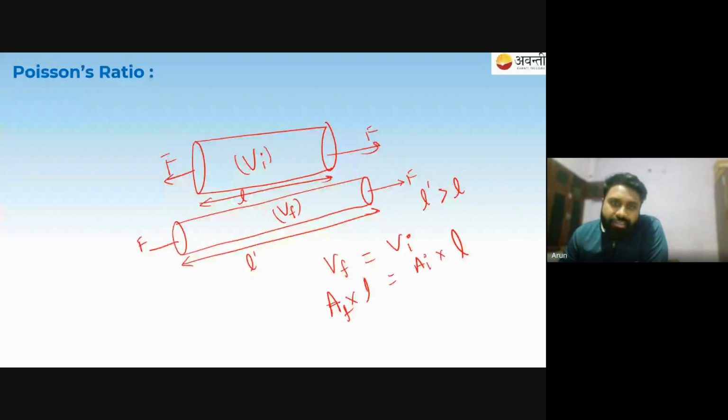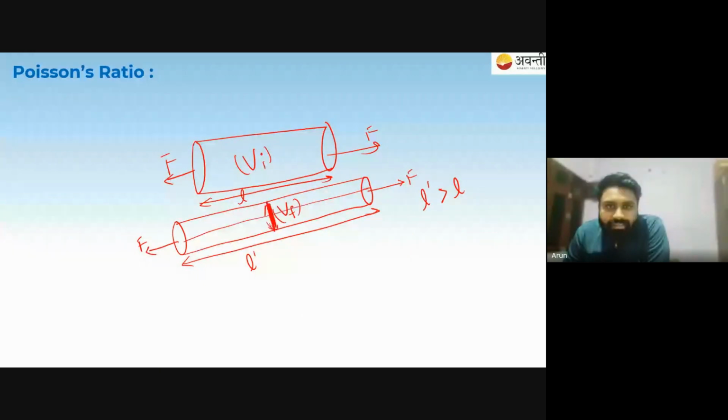Now we know that initial length is nothing but L, and final length we have as L dash, and we know that L dash is greater than L. So the final area should be less than the initial area. Why? So that you could maintain this volume constancy. Area is nothing but pi r square, which means the final radius would be decreased from the initial value. So in the direction of force, if one dimension is increasing, in the perpendicular direction this dimension will decrease. Got it? To maintain the volume constancy.